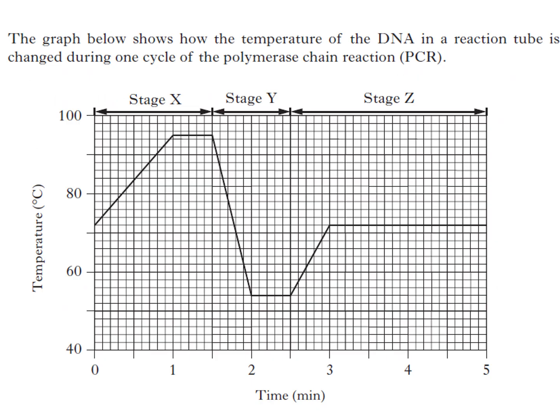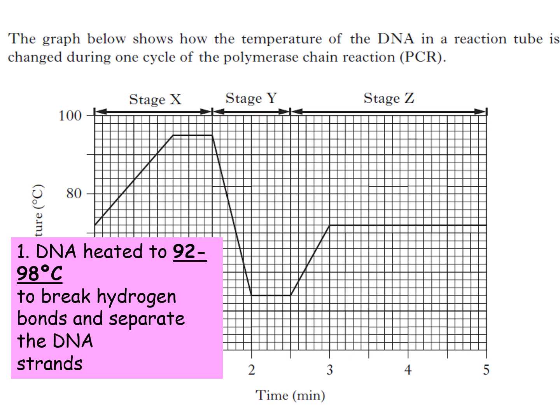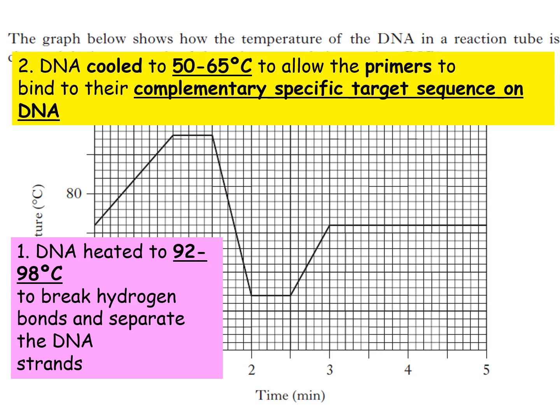Okay, and this is the kind of way that it could appear in a past paper question. So we can see that heating and cooling process, and we can see that we've got stage X, stage Y, and stage Z, and we would need to be able to describe what is happening at each of those stages. You need to be really familiar with the wording here. They are very exact with the wording that they want. So again, for stage X, 92 to 98 degrees, breaking the hydrogen bonds and separating the strands.